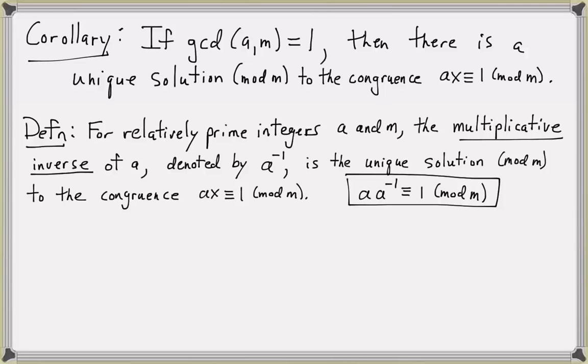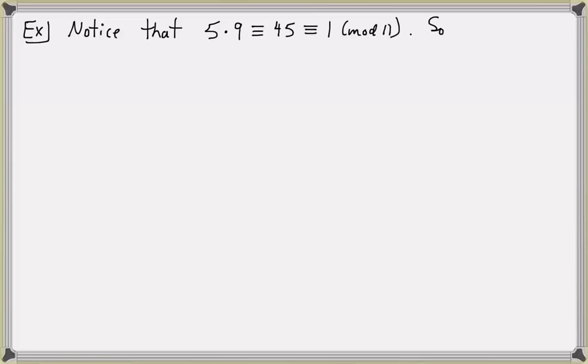So let's look at some examples. So notice that when working mod 11, 5 times 9 is 1 more than a multiple of 11. 5 times 9 is 45, and that is congruent to 1 mod 11. So we say that 9 is equal to the multiplicative inverse of 5 mod 11.